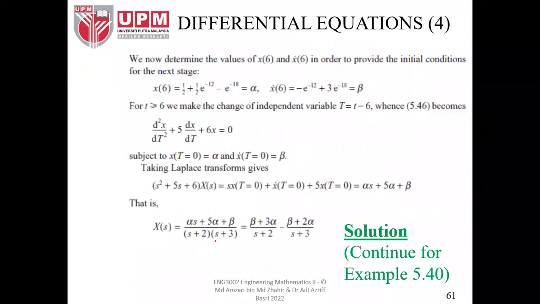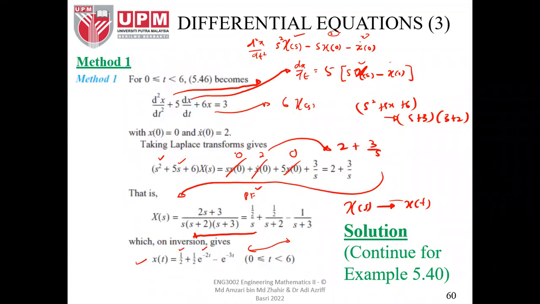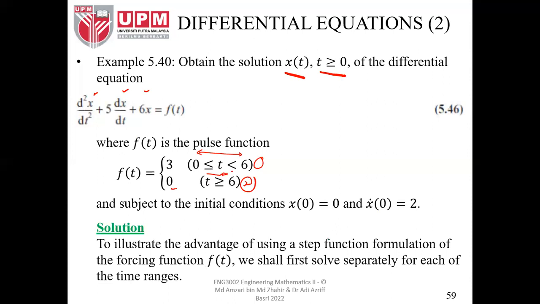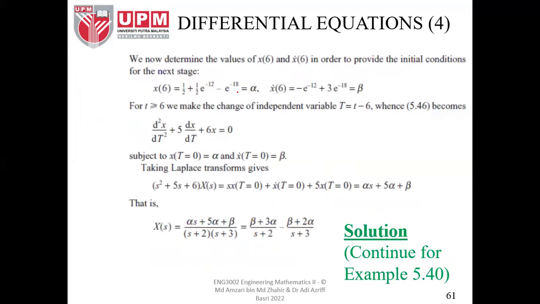So we have the main inversion of the equations. We know that the limits are from 0 to 6, and 6 and above. The 0 becomes the initial, and the next is in between, at 6. From here, we should determine the value of x(6) and x dot (6) in order to provide the initial condition of the next stage. The first initial condition is for 0 to 6, and the second initial condition is for 6 and above. So you need to select 6 as the main t.